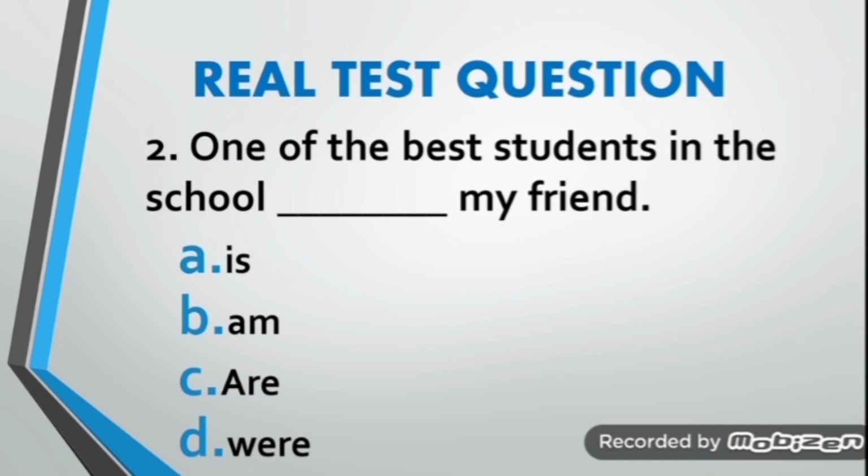Okay, so our subject here is one, and one is singular, and that can be he, she, it, right? Anyway, this is a person, so it can only be he or she, because we don't know the gender of the subject. Since it's he or she and it's a positive sentence, this is not negative or a question, so it is followed with is. One of the best students in the school is my friend, so that's letter A.